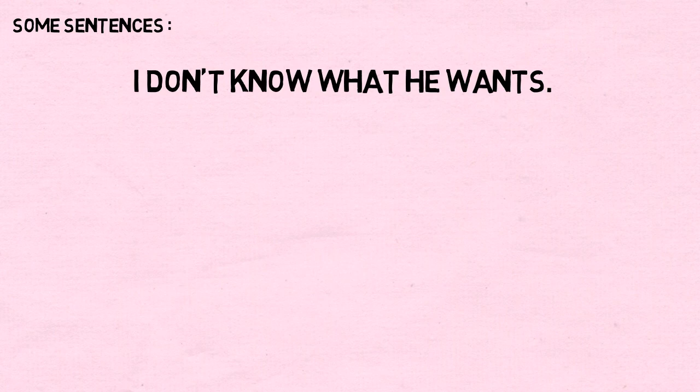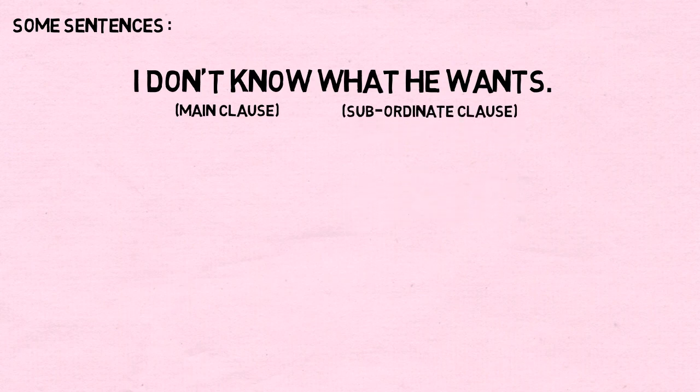Now let us find out main and subordinate clauses from the following sentences. I don't know what he wants. I don't know is a main clause because it has a complete sense. What he wants is a subordinate clause. Why? Because this part is dependent on the main clause.